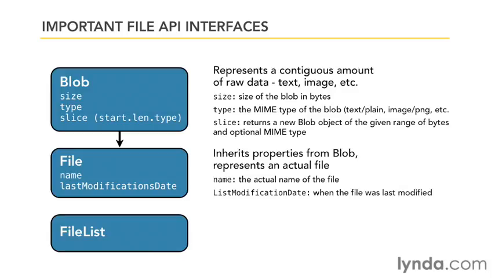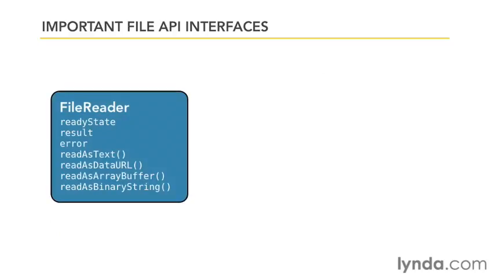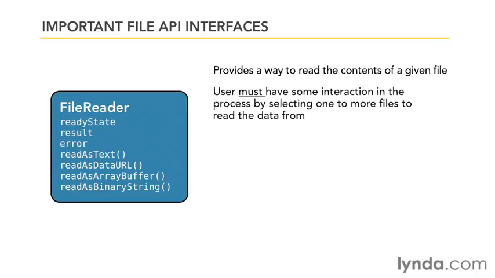There's also the file list interface, which is what allows us to work with multiple files. It represents a sequence of one or more file objects. And again, you won't work with the file list interface directly. You'll just operate on it as if it were an array. There's also the file reader interface. The file reader interface contains the actual methods that we'll use to read the contents of a given file. Now, for security reasons, the user has to have some interaction in the process by selecting one or more files to read the data from.